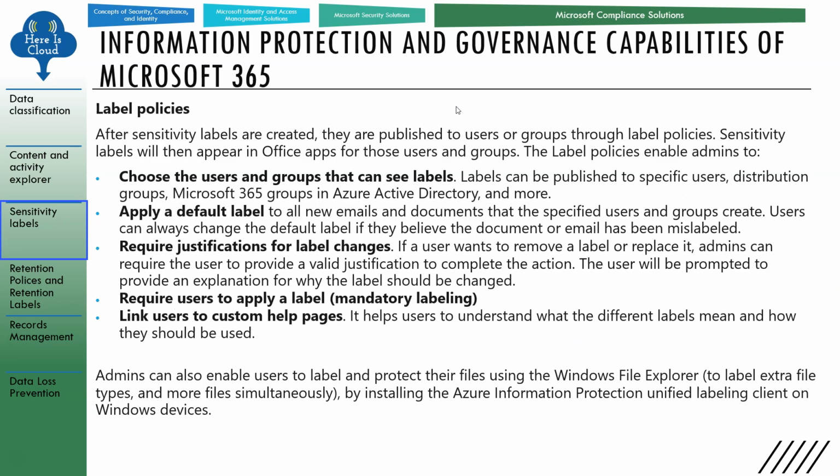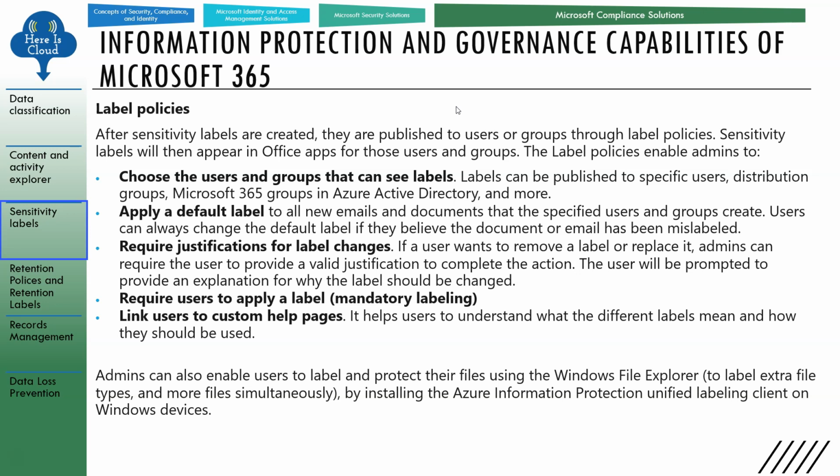Once sensitivity labels are created, they are published to users or groups through label policies. Then the labels appear in Office apps for those users and groups. Like in Microsoft Word, you will see a label. The label policy enables admins to choose the users and groups that see the label, and apply a default label. For example, for a particular group, whenever they create a document, it has a default label. It can also require justification for a label change. For example, you have a label put on a document and the user changes it.